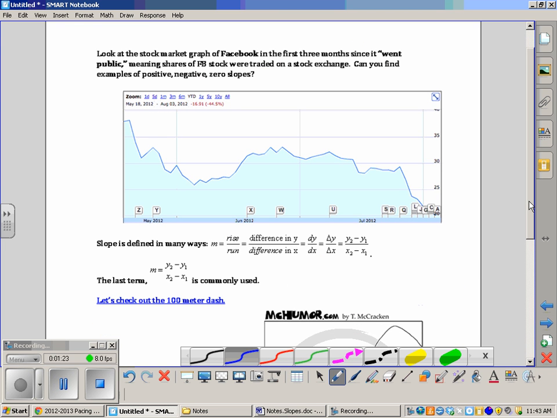Look at here's a Facebook chart when Facebook went public, and you can see, for example, right here, that would be a negative slope. And over right here, this is sort of close to a zero slope.